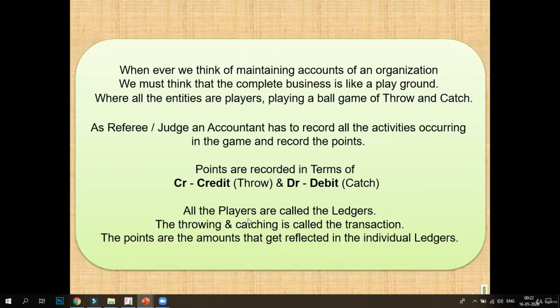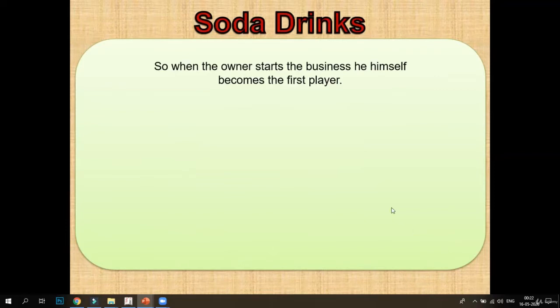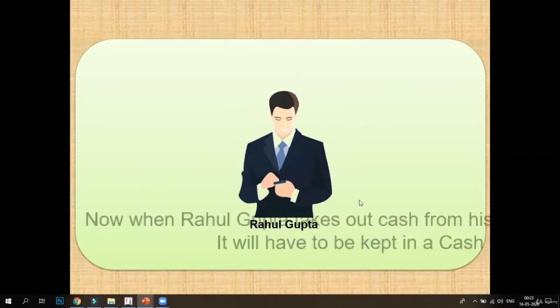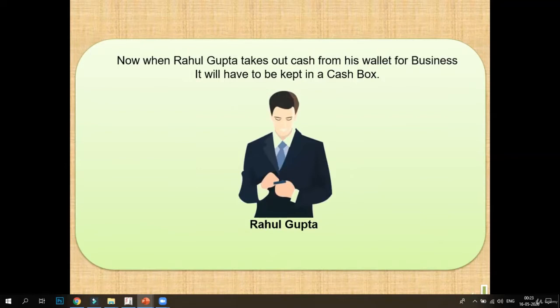Now, the players of the game are called ledgers in my accounts, and the throwing and catching activity in the football game is known as a financial transaction in my business. The points will get reflected in the individual ledger, as we discussed about ledgers in the previous lecture. When the owner starts the business, he himself becomes the first player, because he starts by investing some money in his business. So Rahul Gupta here is the first player and thinks to invest some cash for the business of soda drinks.